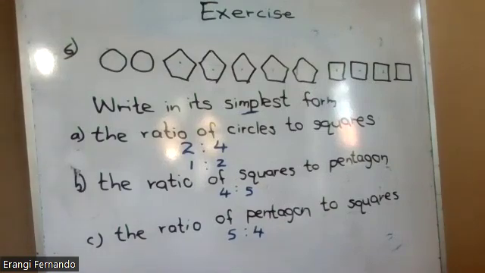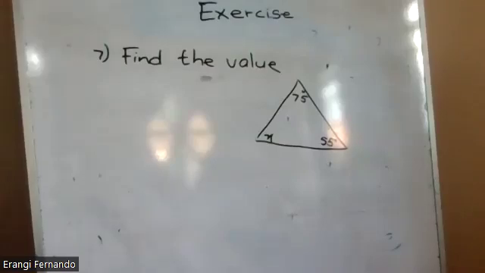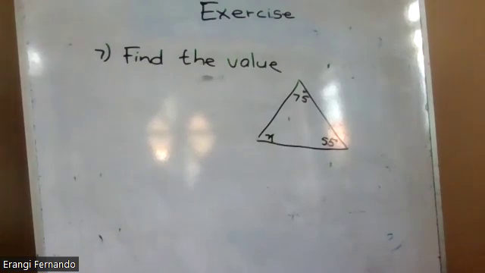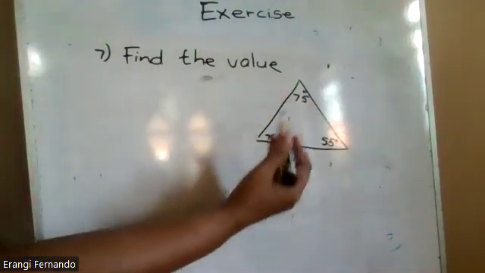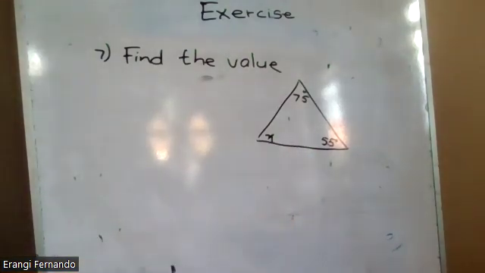5 to 4. The answer is 5 to 4. Okay. Question number 7. Find the value. They have given a triangle. The interior angle sum of the triangle is 180.